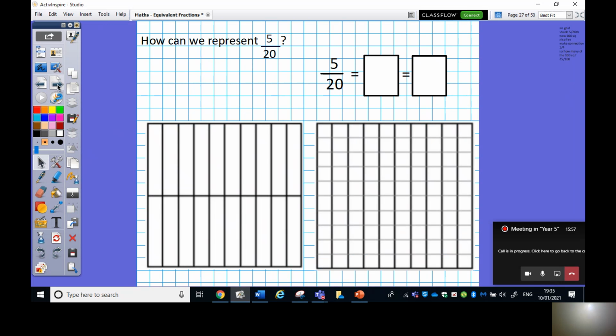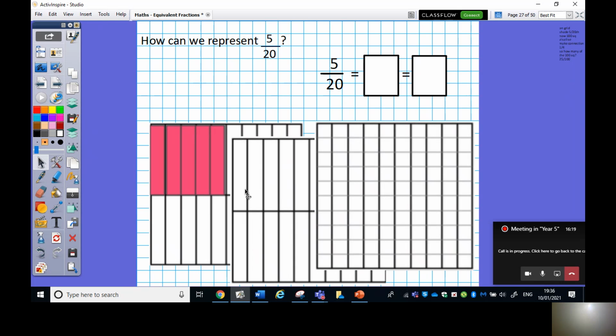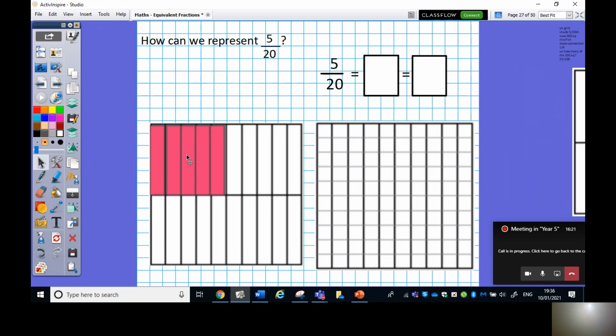Now, let's take a look at this. How can we represent 5/20ths? So I have 1, 2, 3, 4, 5, 6, 7, 8, 9, 10, 11, 12, 13, 14, 15, 16, 17, 18, 19, 20. So I have 20 equal parts. If I colour 5 parts, this is what it would look like. How else can we represent that as a fraction? Right, 1/4.